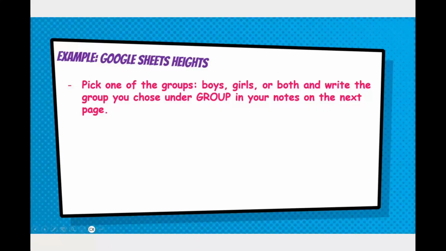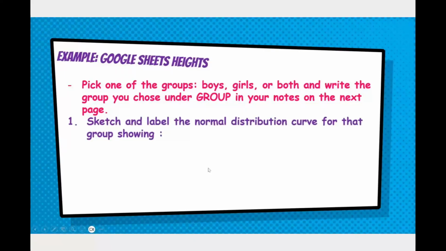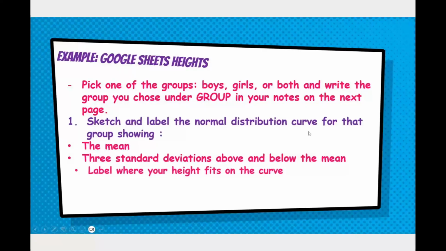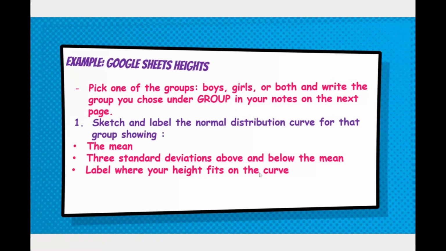And I want you to write in your notes the group that you chose. There's a spot that says group in your notes, so write the group that you choose and then fill in the information. You're going to start by sketching and labeling the normal distribution curve for that group, showing the mean, 3 standard deviations above and below, and then you're going to label where your height fits on the curve, probably with a dashed line, along with the data value.